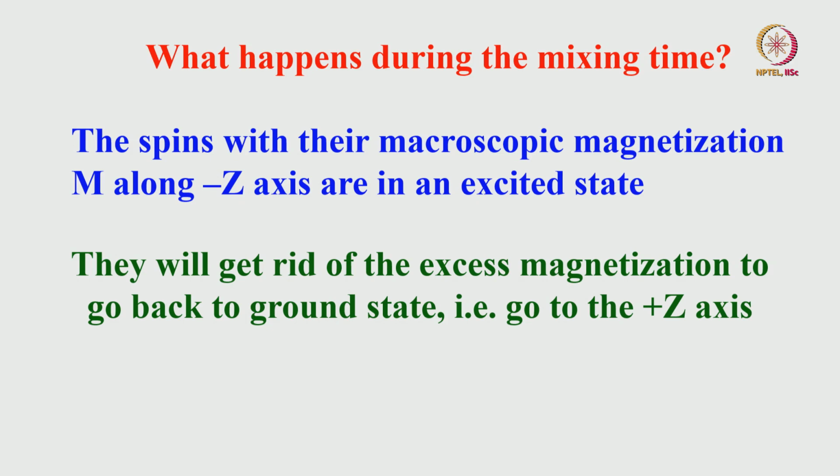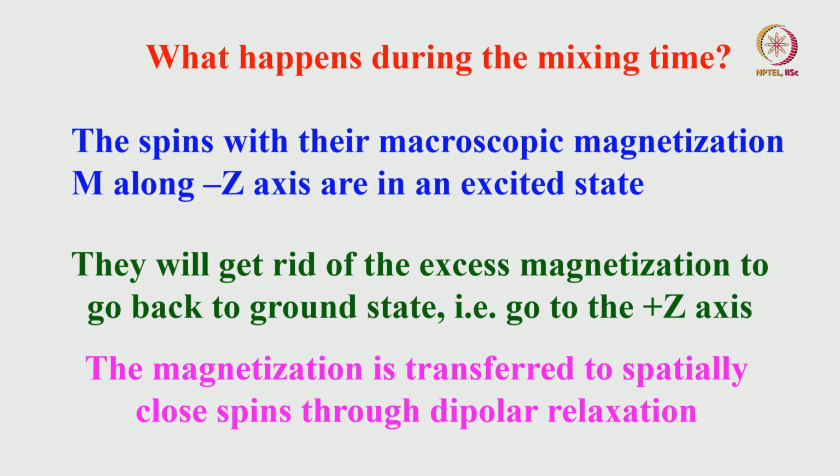The spins which are along the minus Z axis in the excited state will come back to the plus Z axis by getting rid of the excess magnetization. Where does it give it? It will give it to the neighboring spins. That is what happens. The magnetization is transferred to neighboring spins that are close in space. How can it happen? Because of dipolar relaxation. 2 spins close in space experience dipolar relaxation. That is why, remember I discussed dipolar relaxation, how one of the spins keeps moving across, keeping their orientation the same.